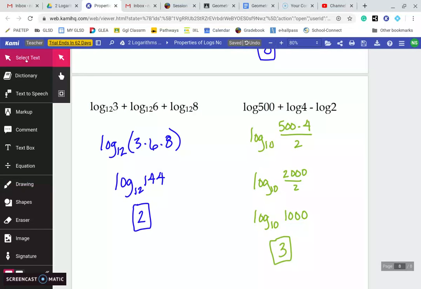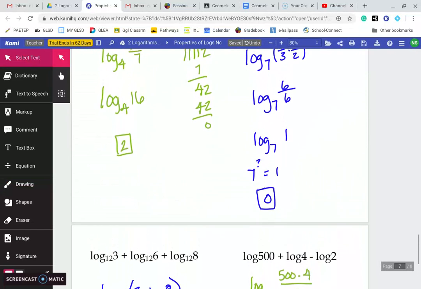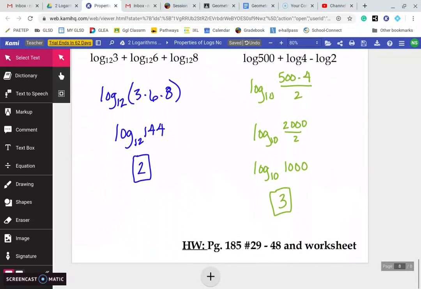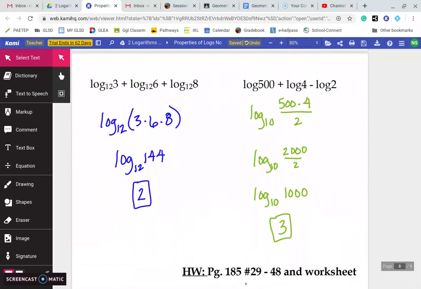So these are just more of evaluating logs without using a calculator, but now you have to use the properties. So again, your homework, the book homework is on the properties, so the ones from the first video, the condensing and expanding. The worksheet that's on there is 10 problems that deal with this stuff, with the using of the properties, but not using a calculator to evaluate.